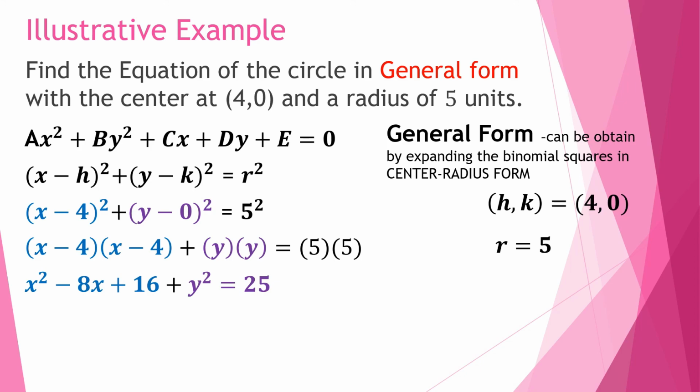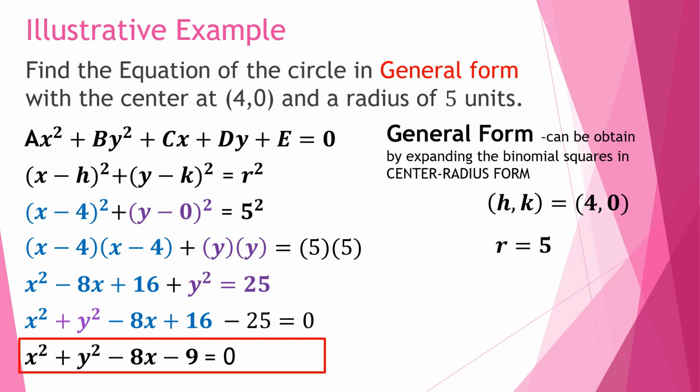Then rearrange it so that it will be in the general form, ax squared plus by squared plus cx plus dy plus e equals 0. That will give us x squared plus y squared minus 8x plus 16 minus 25 equals 0. Combining similar terms will give you x squared plus y squared minus 8x minus 9 equals 0. And this will be the general form of the equation of the circle with center (4, 0) and a radius of 5 units.